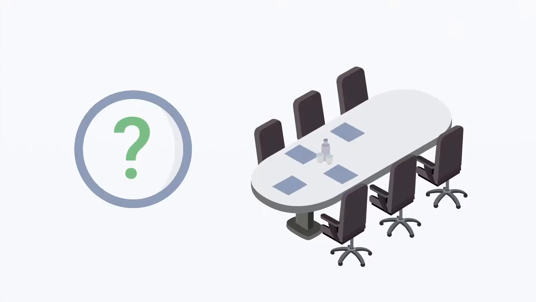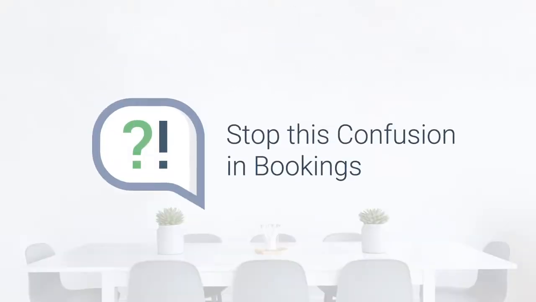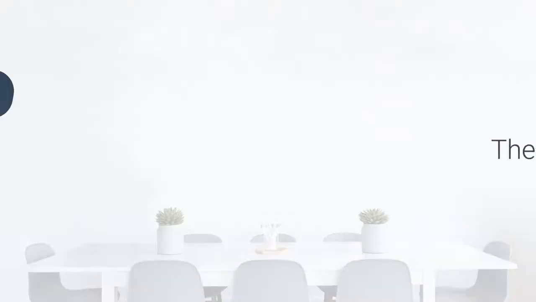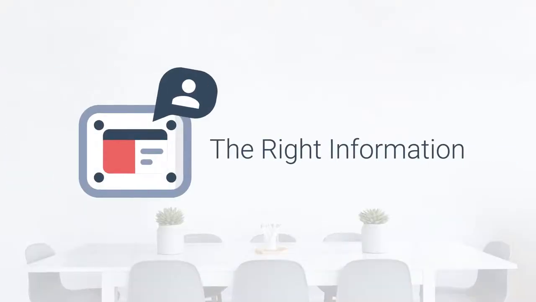If someone has booked the meeting room, how come they're not in it? Something must be wrong. What we need is to stop this confusion in bookings. The meeting is long over, but the room is still flagged as occupied. Can I use it? What we need is the right information.